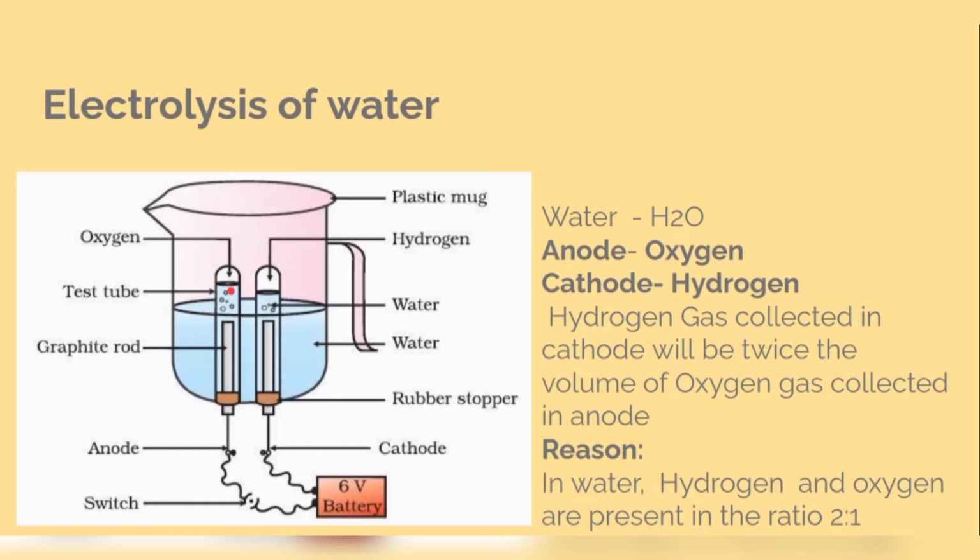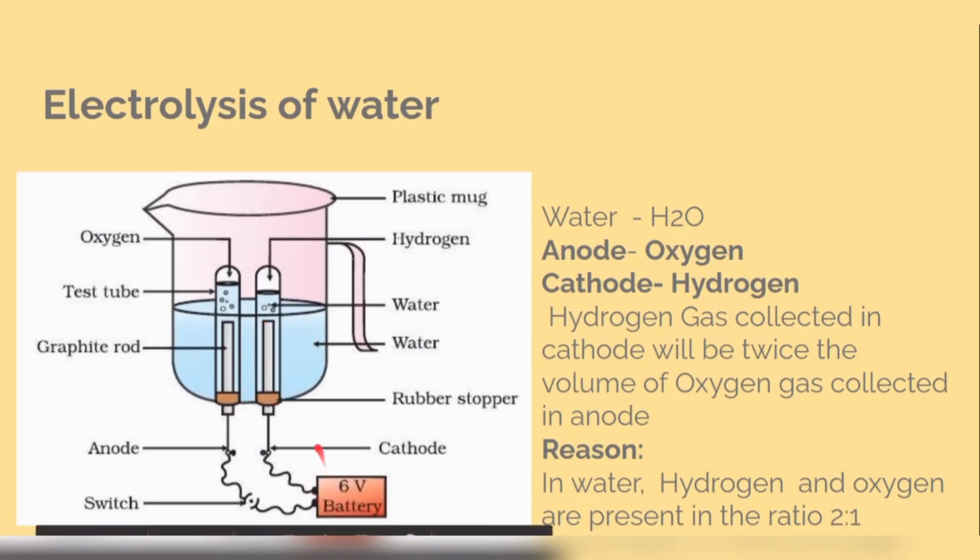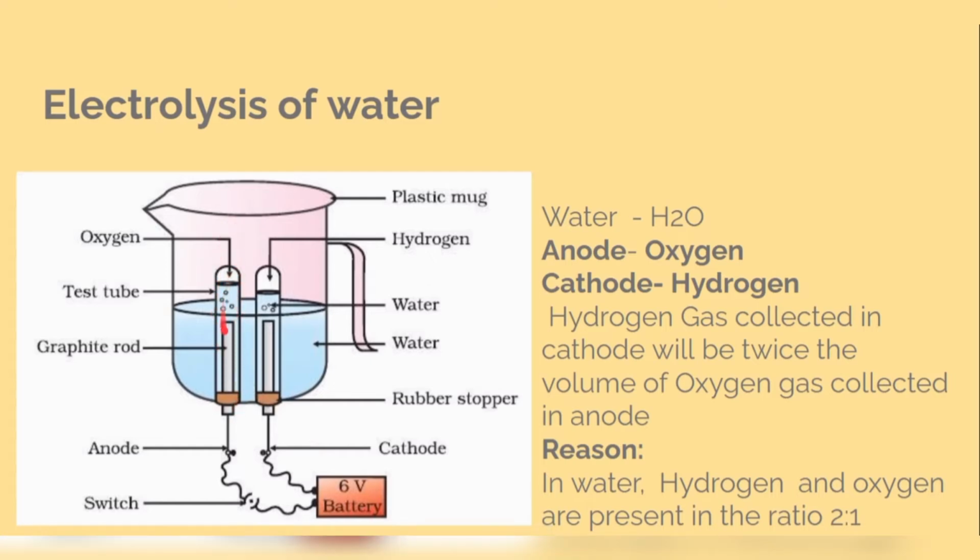There are two test tubes taken. One is acting as the anode and the second one is the cathode. The anode is a graphite rod and the cathode is also a graphite rod. Both are connected to a 6-volt battery, and the electrodes are connected to test tubes, which are taken to collect the gases after the electrolytic reaction. When you pass electricity through this water, it decomposes to give hydrogen and oxygen.